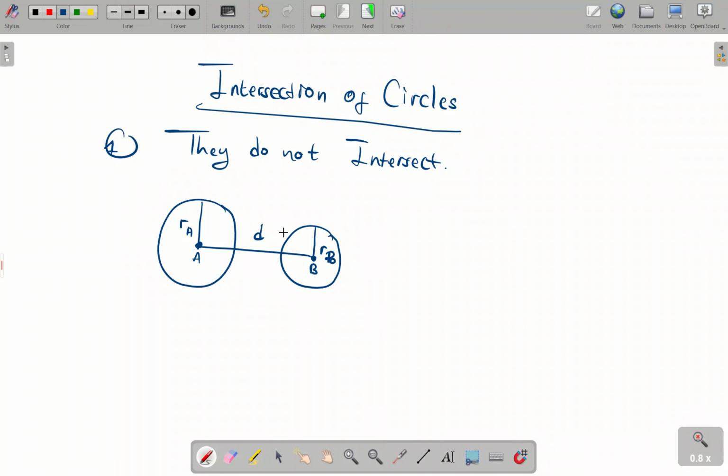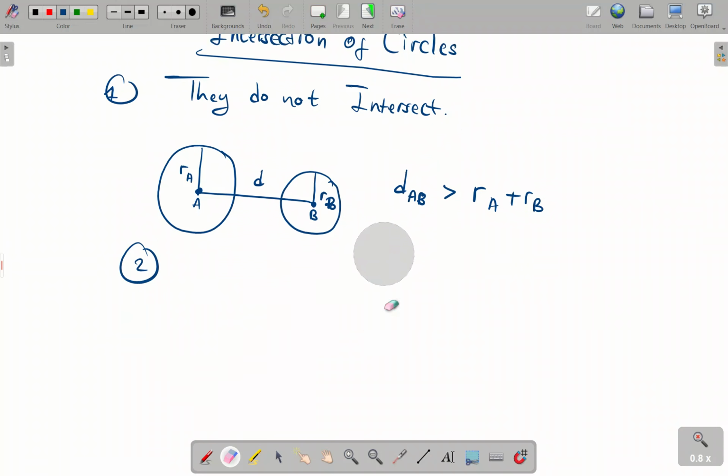So now, whenever you have two cycles that do not intersect, the equation that you are going to use is this: the distance between a, b, between their centers has to be greater than the sum of their radii. So ra plus rb.